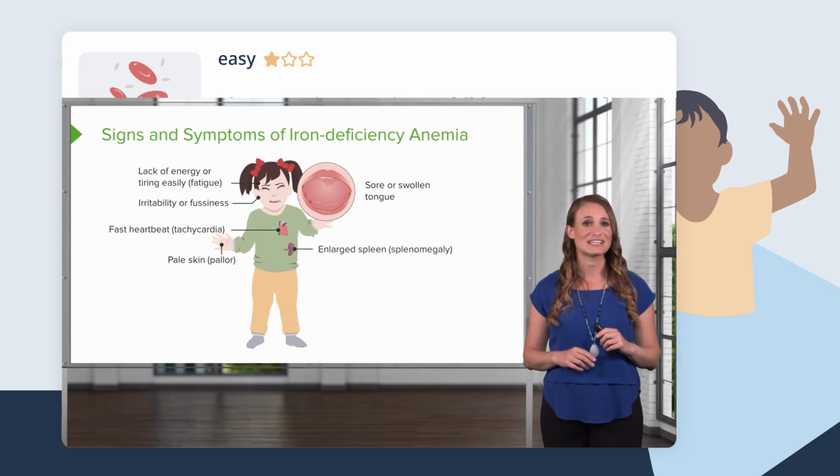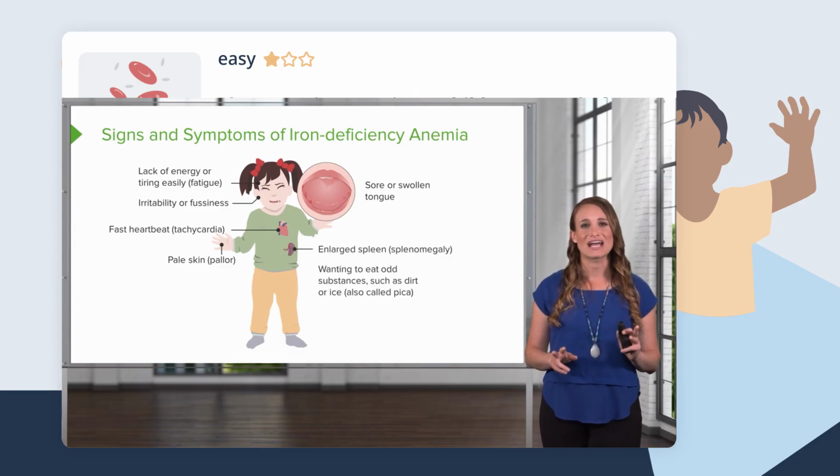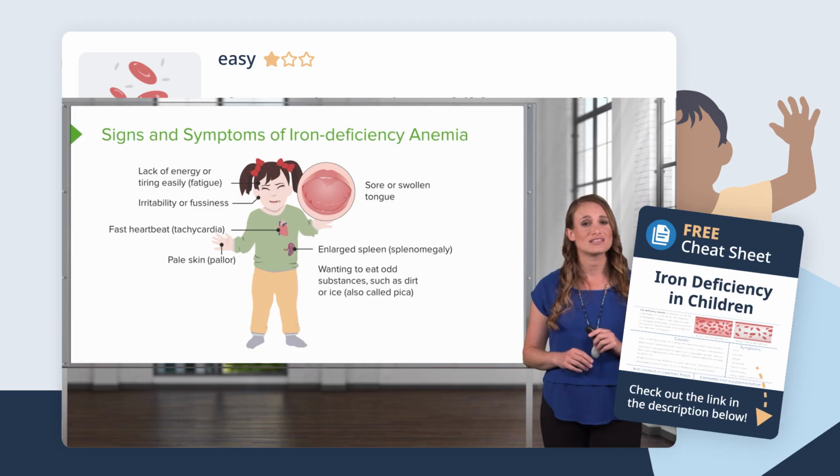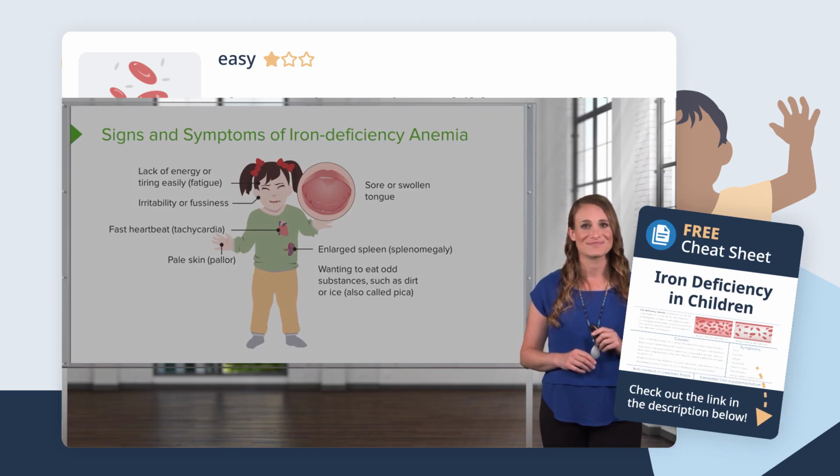An enlarged spleen, and something called pica. Now, this is when a patient wants to eat items without nutritional value, such as dirt or ice, and the reason for this is unclear. When a patient presents with these symptoms, they should be evaluated for iron deficiency anemia as a possible cause.